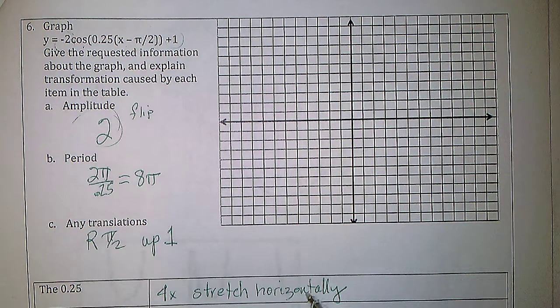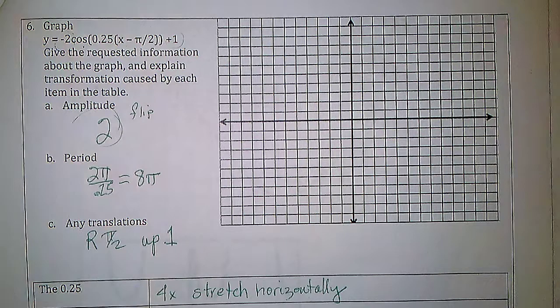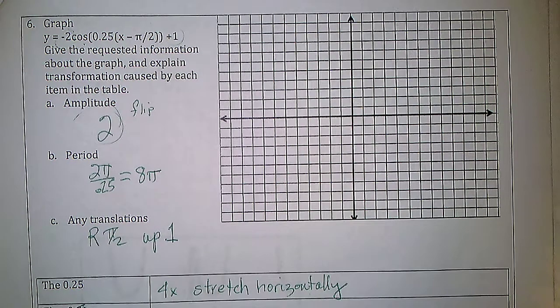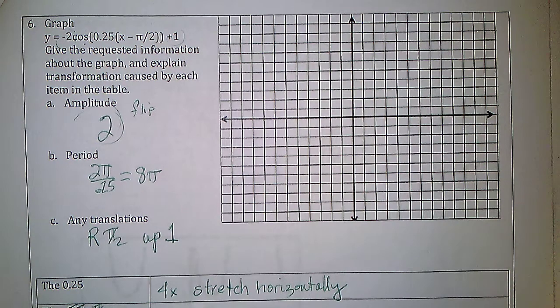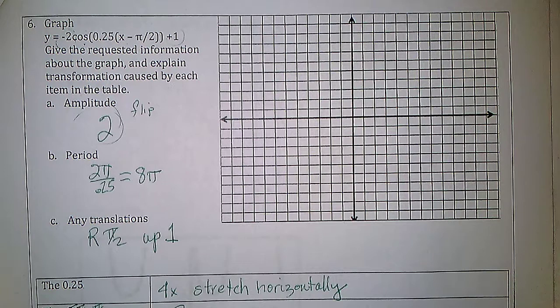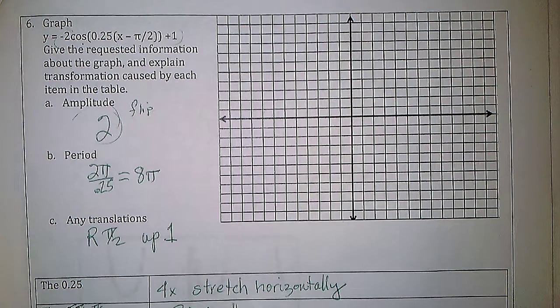I didn't spell that right. Horizontal. I'm missing something there. Okay, I'm going to not worry about that. This I said in class should have been negative pi over 2, and we said up here that moves it right pi over 2.